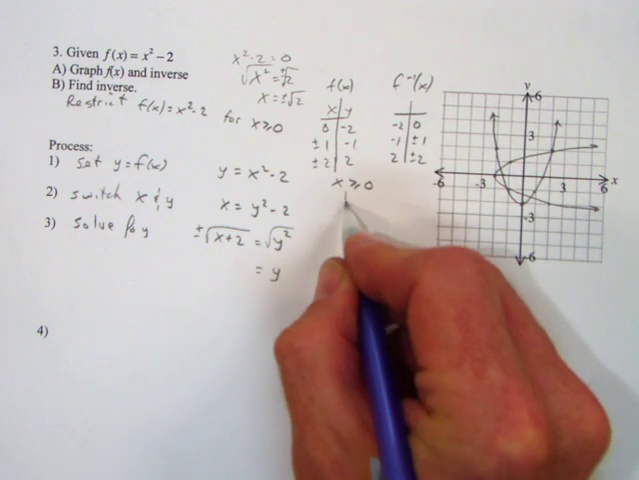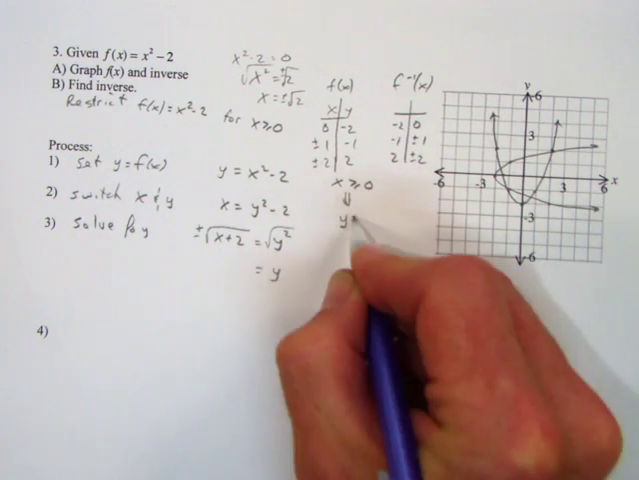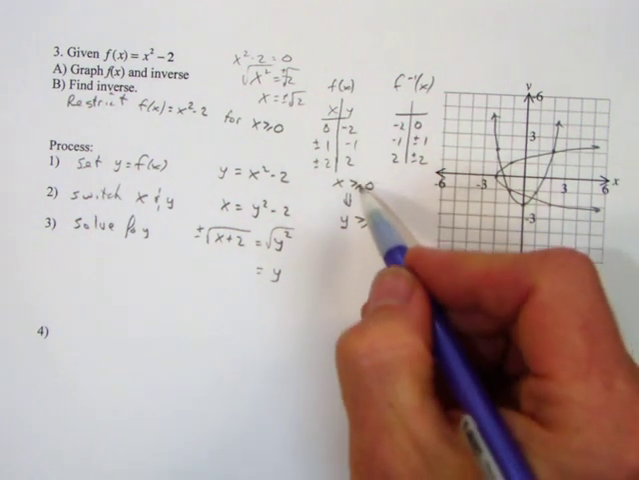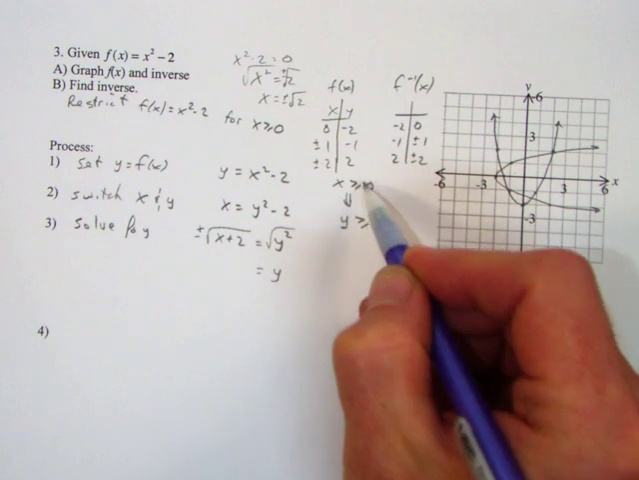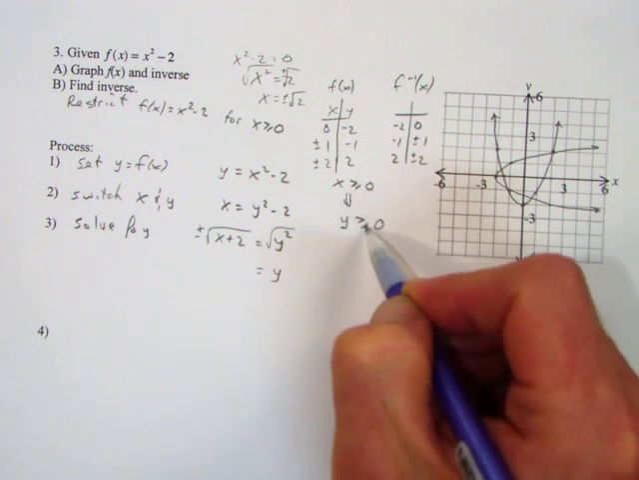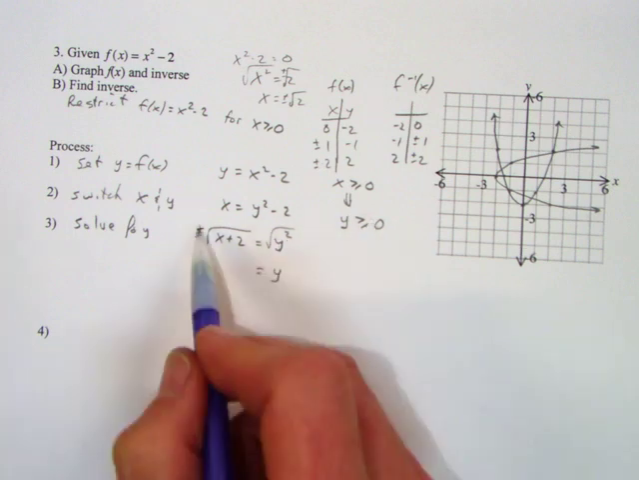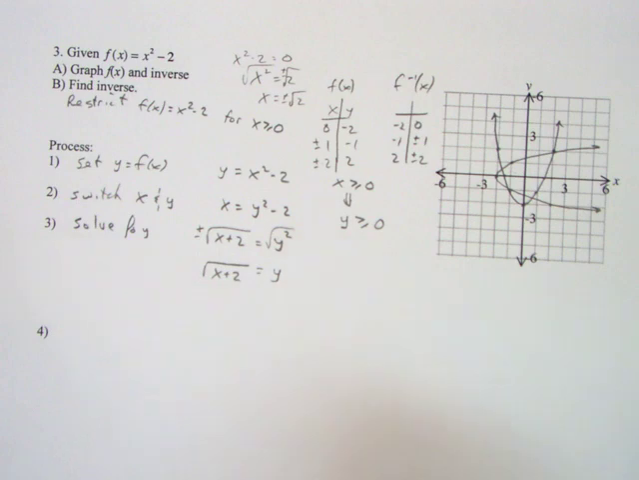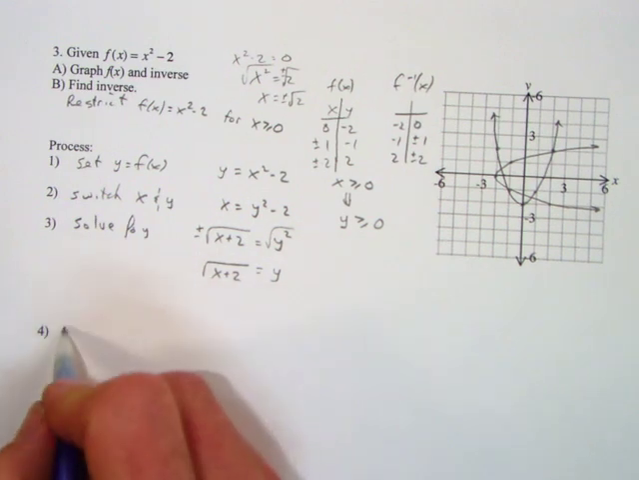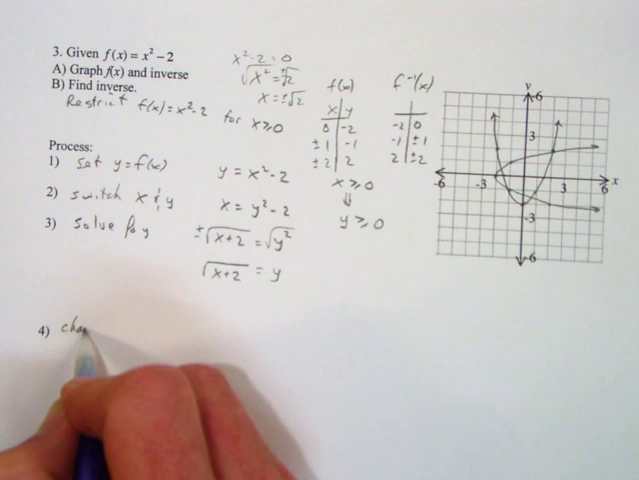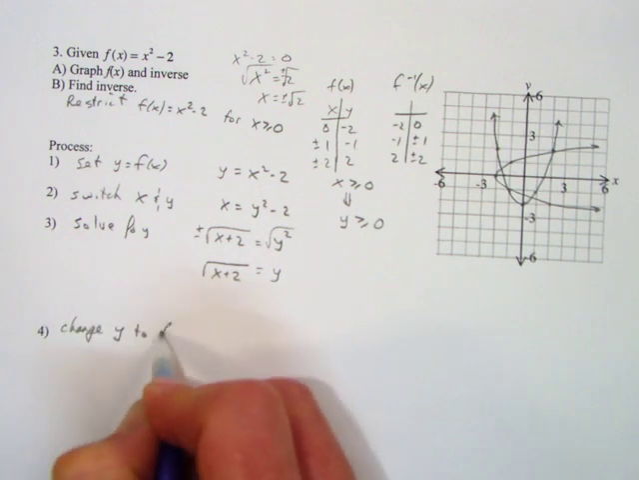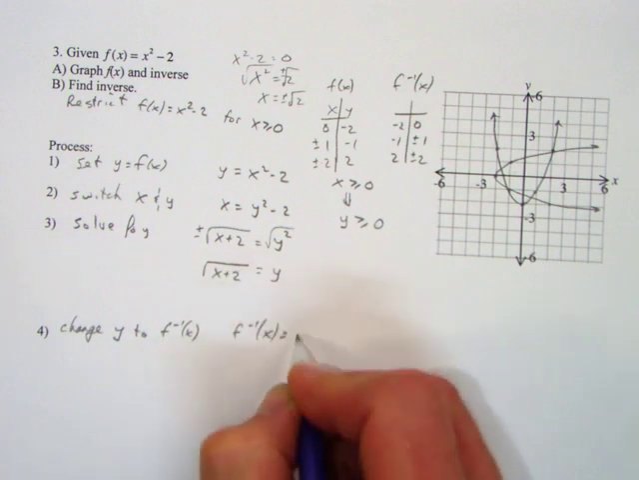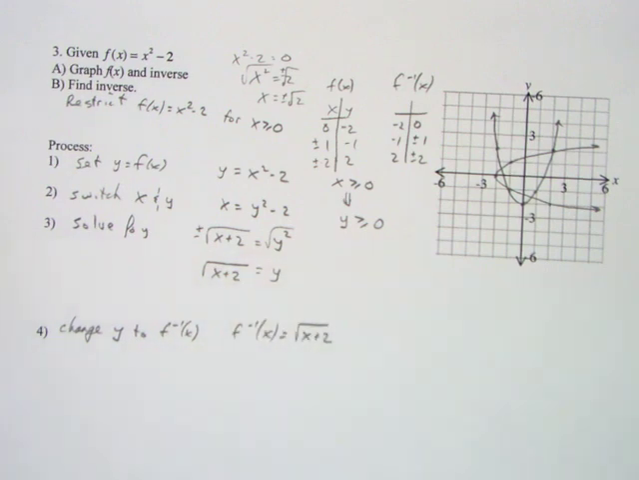Well, this is going to make our y value for our inverse greater than or equal to 0. Since x and y are switched, the domain of my original function will become the range of the inverse function. So based on that, which one do we want? We want the positives. So we would say x plus 2. And then our last step is to change y to f inverse of x. So we'll say f inverse of x equals the square root of x plus 2.